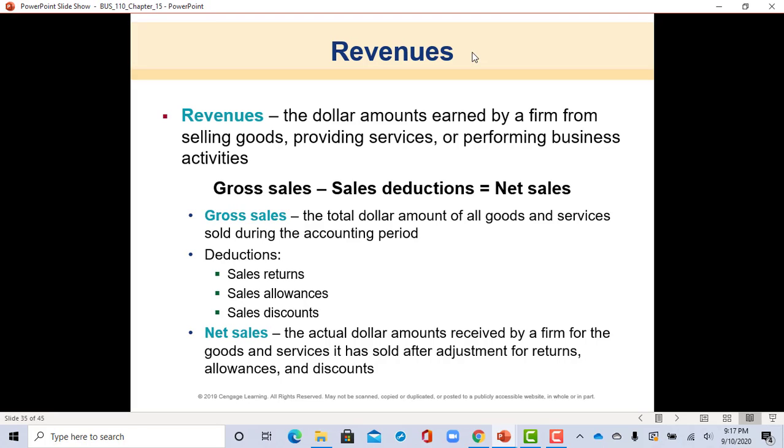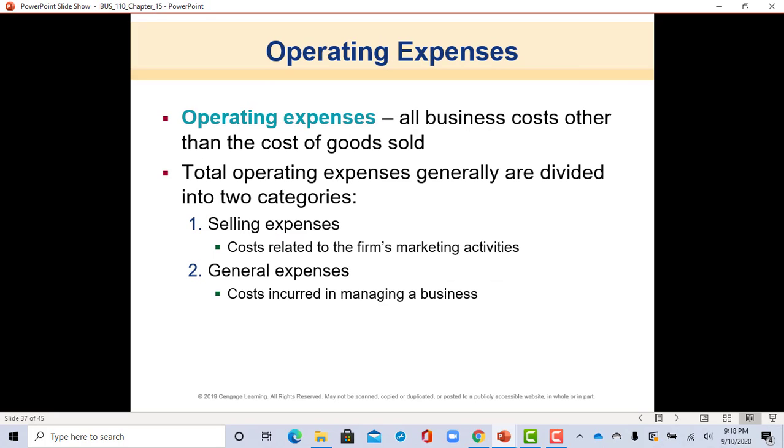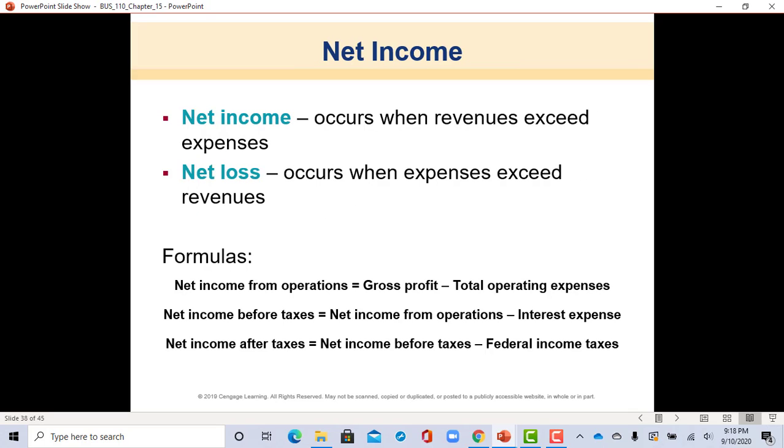So the income statement lists the revenues and net sales. And then also the cost of goods sold, and then the gross profit. Then the operating expenses, and then the net, and then you use all these numbers to find either the net income or the net loss. I'm not going to have you memorize any of these formulas here. We just use the income statement to find if they have money, or if they have an income, or if they have a loss.